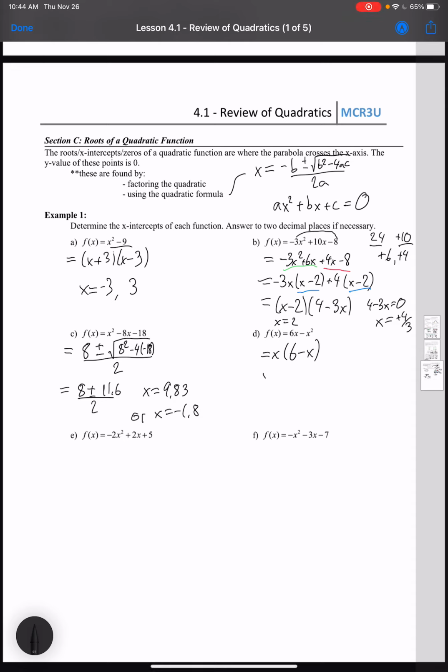So based off of that, x equals 0, or if you look at the second part, what does that lead to? So 6 minus x equal to 0, if we set that equal to 0, you would get x is equal to 6. And there you have your two intercepts.